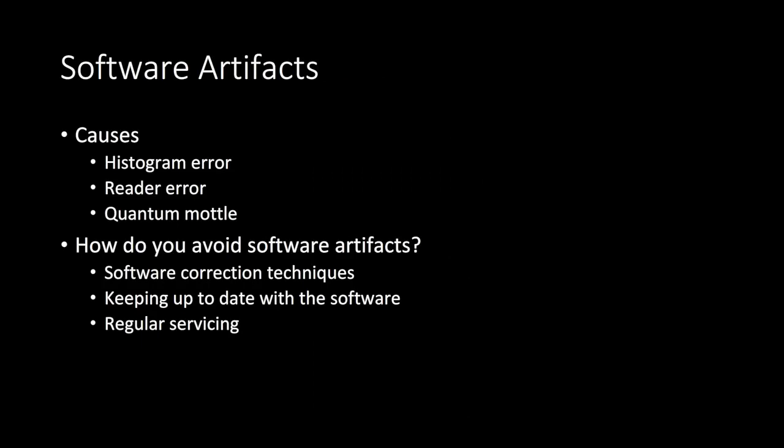Software artifacts, the second type of digital artifacts, occur because of issues in the processing method that the computer follows. It prevents the computer from recognizing the image and adjusting it correctly for display. Causes of these include histogram errors, reader errors, and quantum model. These are prevented by software correction techniques, staying up to date with the software, and regular servicing.